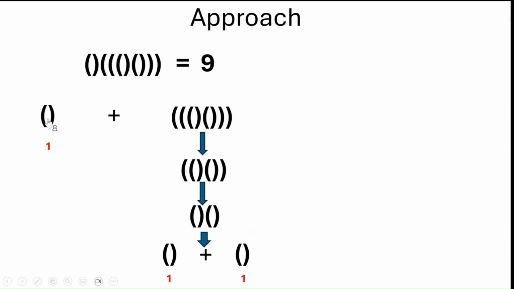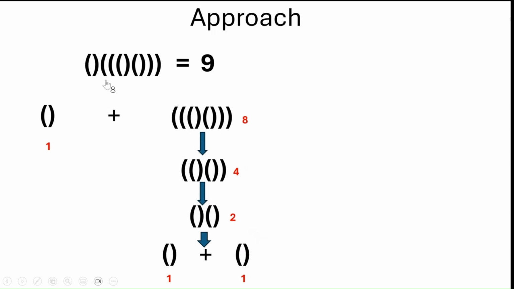Then the score for the empty parenthesis string, we know it is 1, 1, 1. Once we get the score for this empty parenthesis, we can get the score for this string, which is A plus B, like AB. So it will be 1 plus 1, 2. Now we got the score for this, and this string is inside the pair of parentheses. So according to rule 3, it will be 2 into 2, which is 4. Now this string is also inside a pair of parentheses. So this score will also get doubled. So it is 4 into 2, 8.